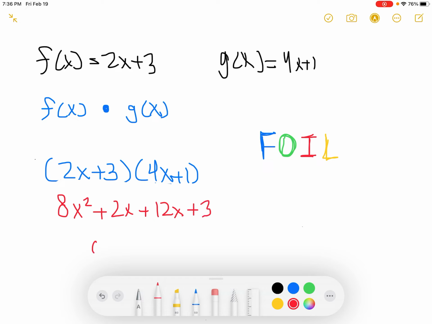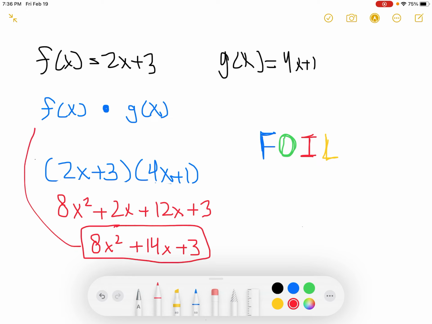Now we combine like terms. Nothing goes with 8x squared, so we keep that as it is. These can combine, so 2x plus 12x is 14x. And then 3 can't go with anything, so it's like that. So that's what the answer is to this. So that's the easiest way to do it, in my opinion.